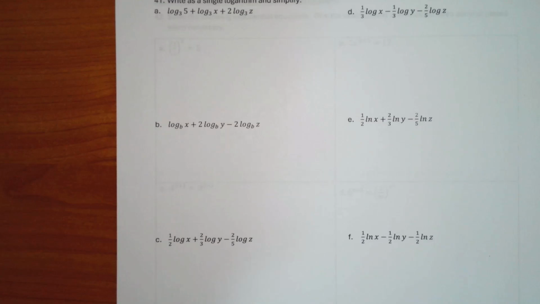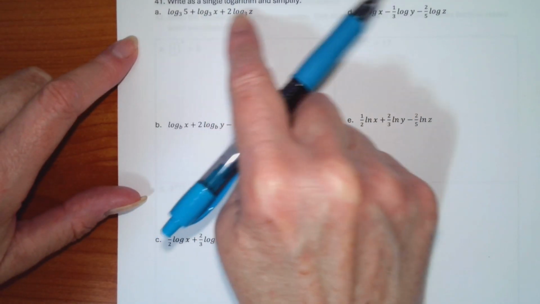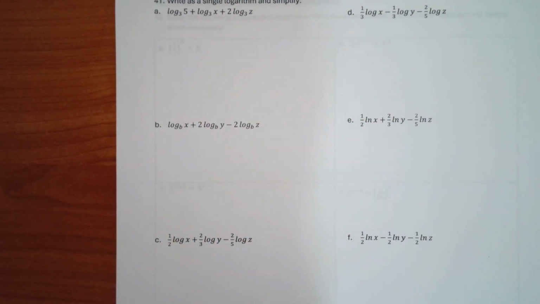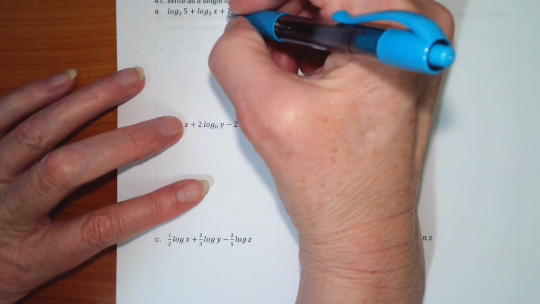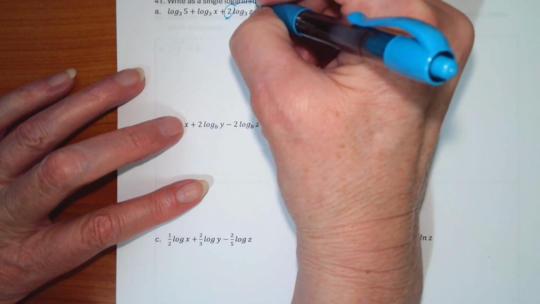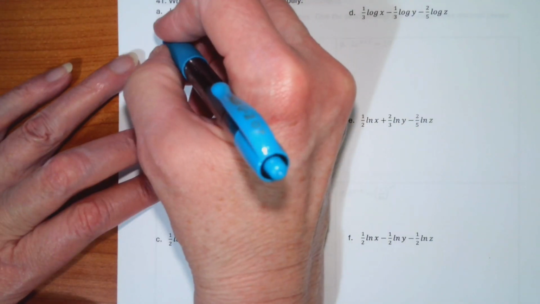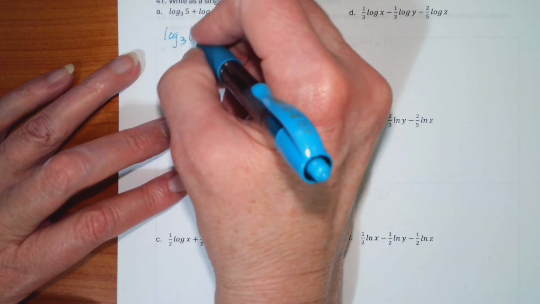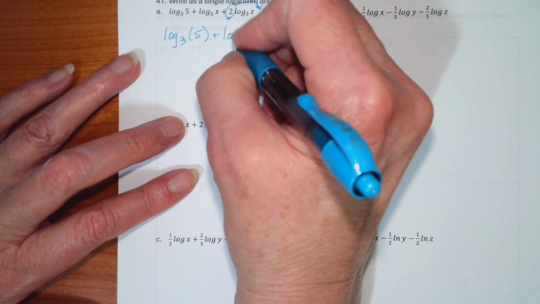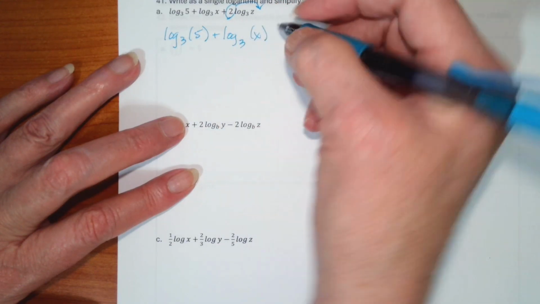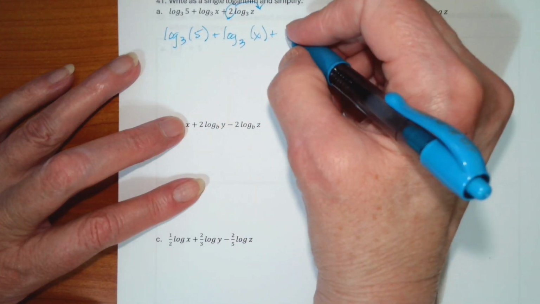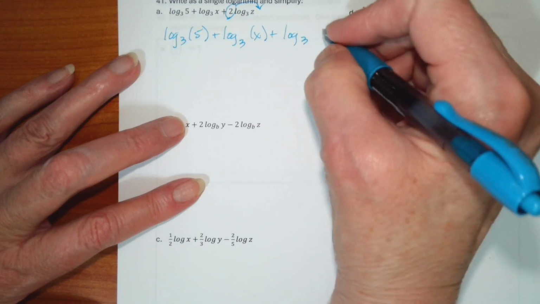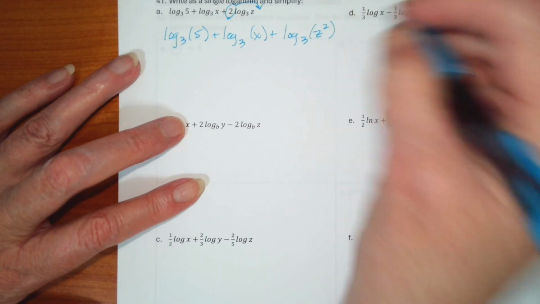Okay, so the first thing I'm going to do here, I have base 3, base 3, base 3. So I can combine them all into a single logarithm. But the first thing I'm going to do is move this back up here. So this becomes log base 3 of 5 plus log base 3 of x plus log base 3 of z to the second.